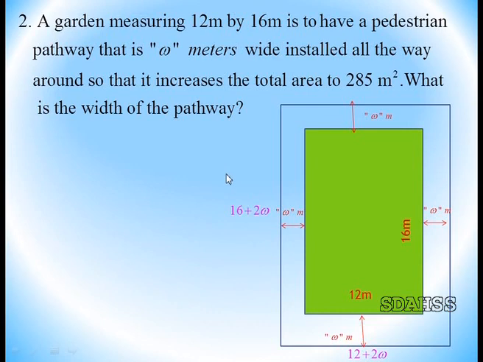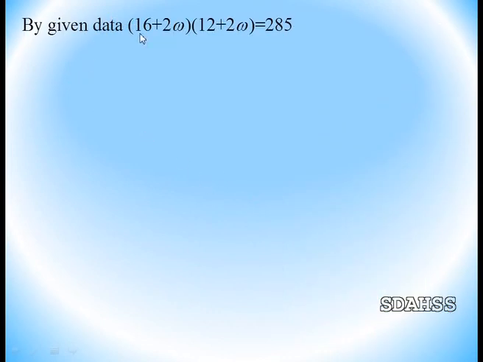Therefore, by the given data, 16 plus 2W into 12 plus 2W equal to 285. So area of the outer rectangle is length into breadth. Here length is 16 plus 2W and the breadth of the outer rectangle be 12 plus 2W. Its area is 285.